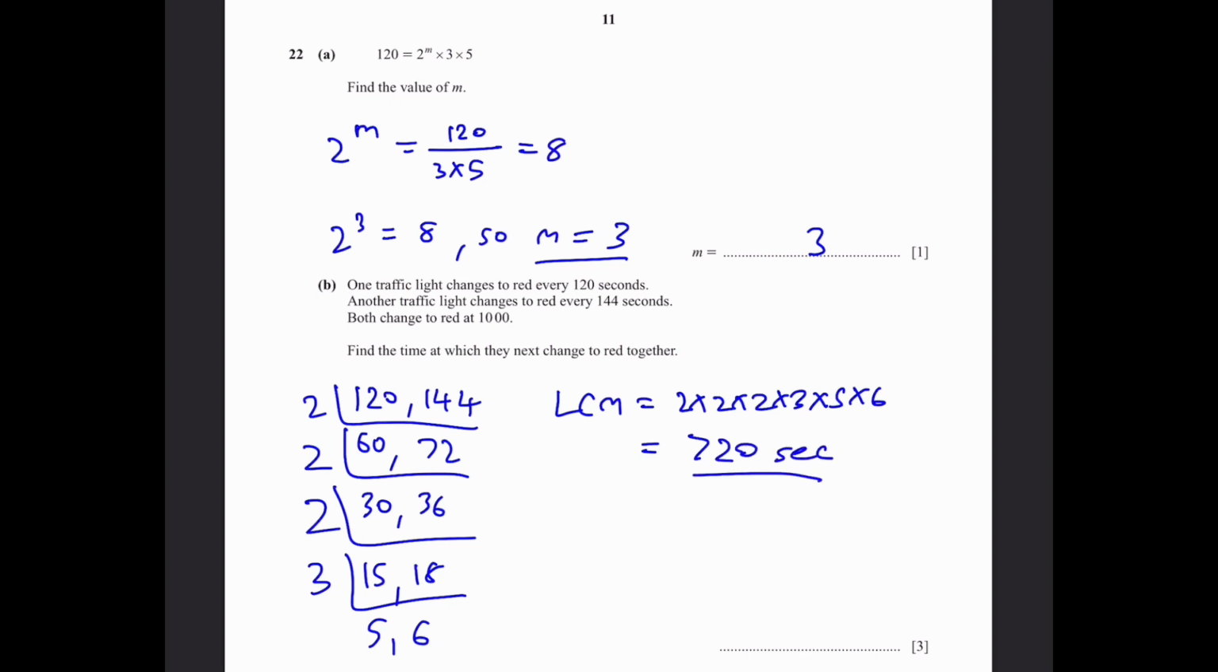Now, we know 720 seconds, so after 720 seconds, both of them will change to red. So that means 10 o'clock they change, so 10 o'clock plus 720 seconds, which is equal to 10 o'clock plus 12 minutes, which is equal to 10:12. That's the answer.